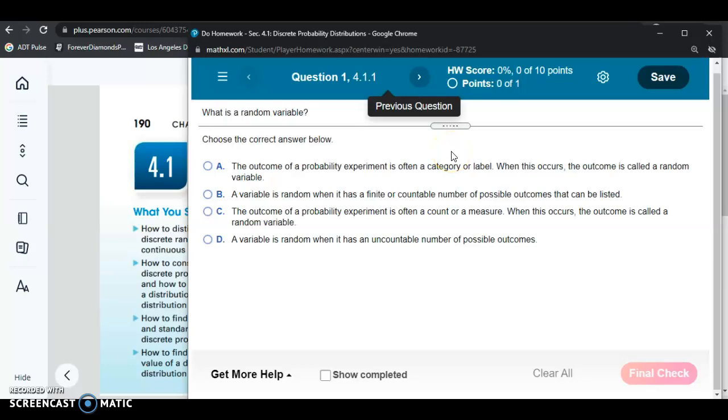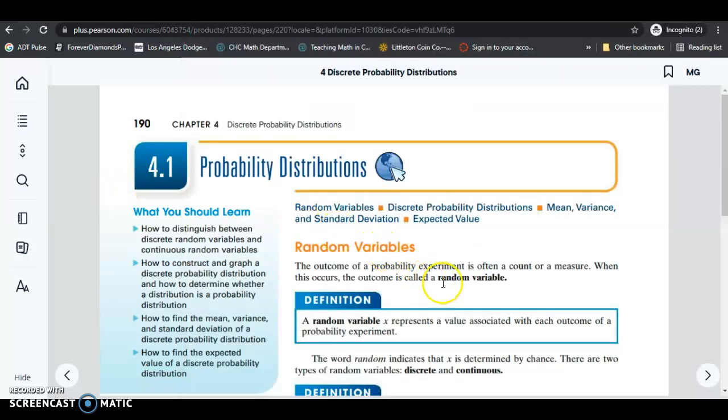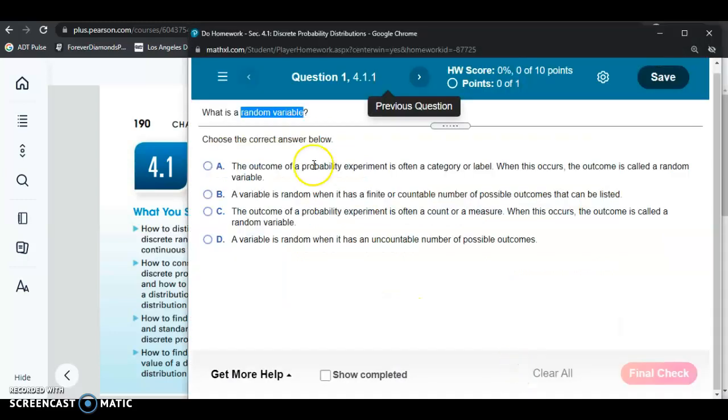So this is question 1 in the homework for section 4.1, and the question simply asks, what is a random variable? Okay. So if you look in the book, it gives you the definition of a random variable. I encourage you to read the definition and select the answer choice that most closely matches the definition of this word given in the book. So I'm going to go ahead and go to the next question.